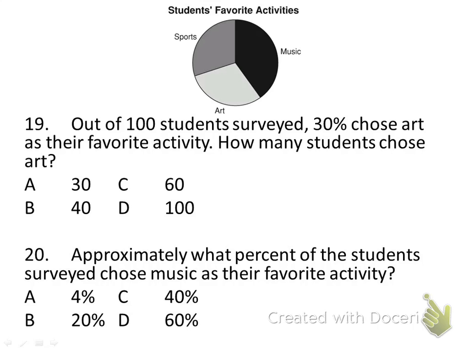Number 19, out of 100 students surveyed, 30% choose art as their favorite activity. How many students choose art? Clearly the answer is A, 30. Approximately what percentage of students surveyed choose music as their favorite activity? Clearly the answer is C, 40% choose music as their favorite activity.